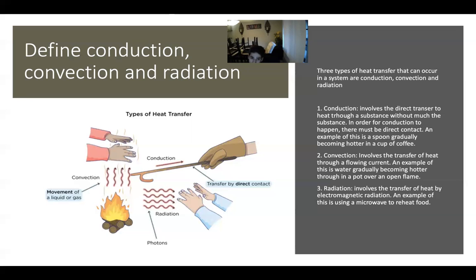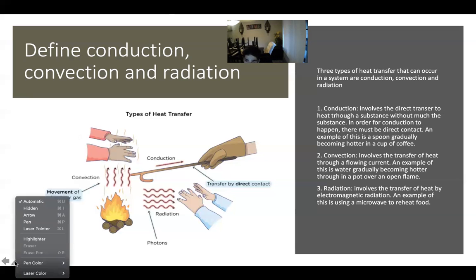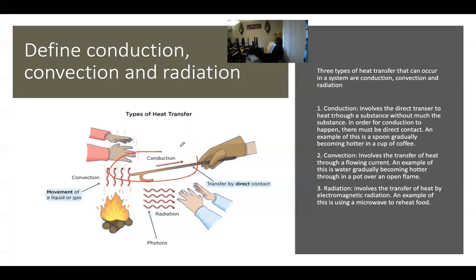It's this picture here, right? This picture is showing you that I'm holding something, it could be a spoon, and that spoon I am putting into heat, meaning that heat is transferring directly, right? Convection is different, right?